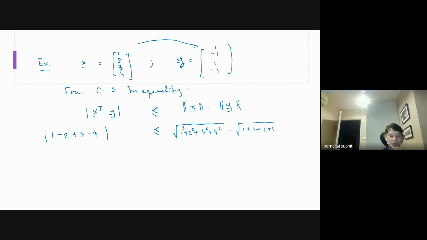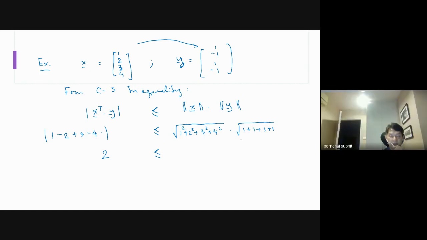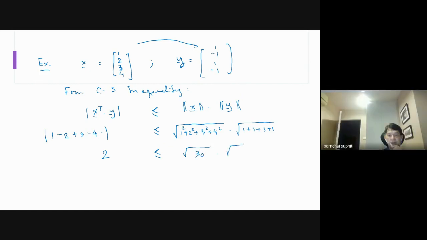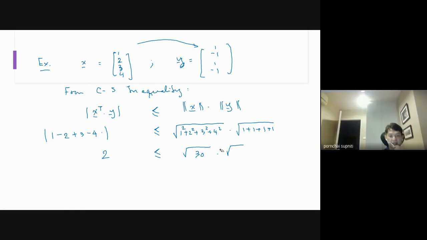So the left-hand side, what do we have? We have 1 minus 2 plus 3 minus 4. So we get minus 2. And then on the right-hand side, what do we get? We get the square root of 1 plus 4 plus 9 plus 16, which is square root of 30, and multiply with the square root of 4, which is 2. Yes, exactly.